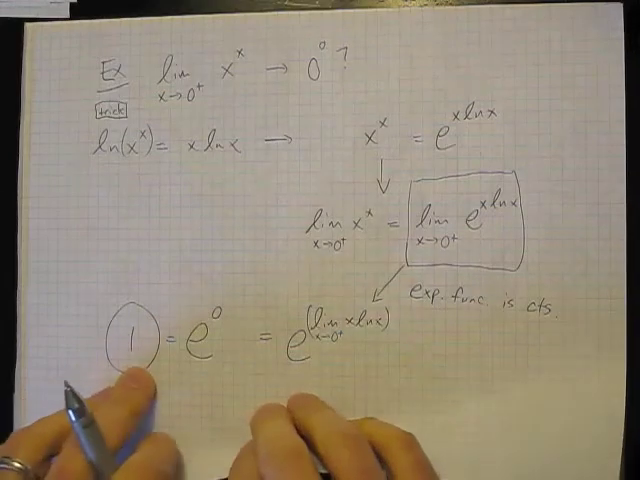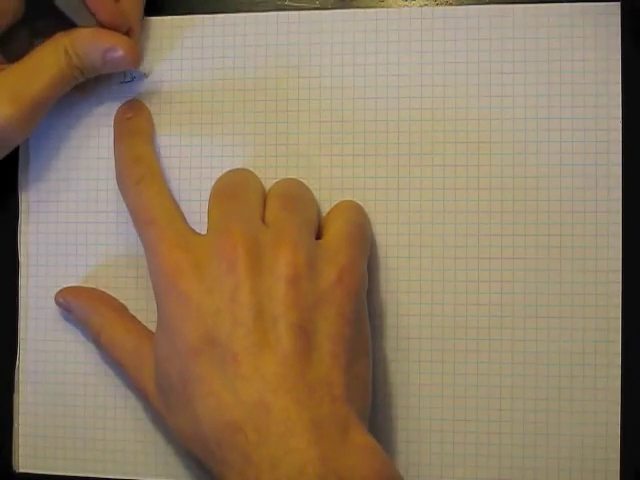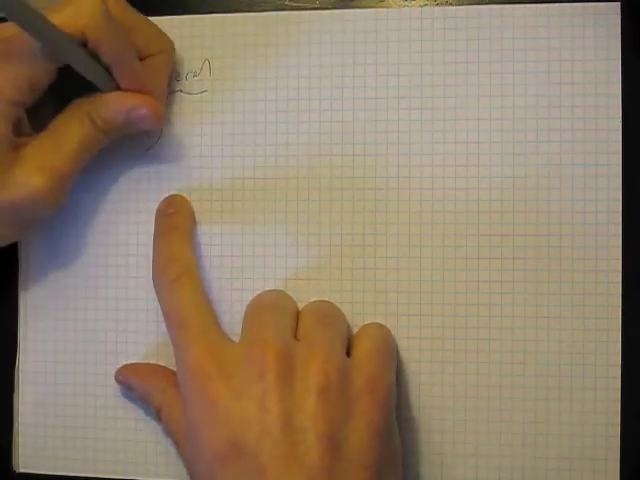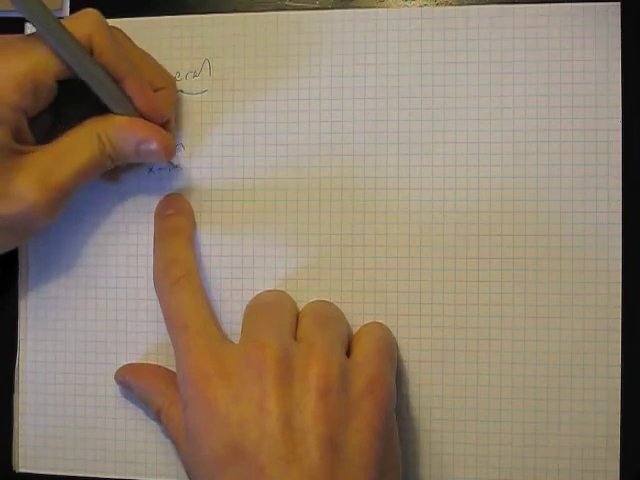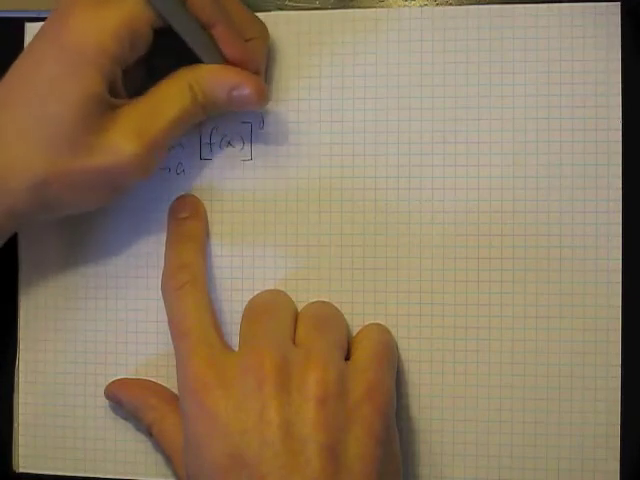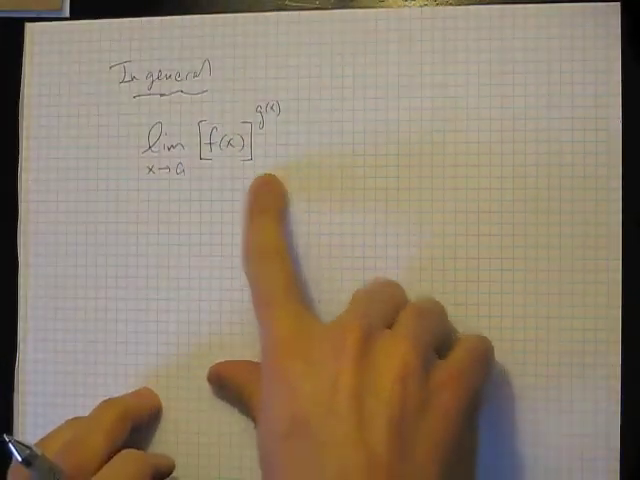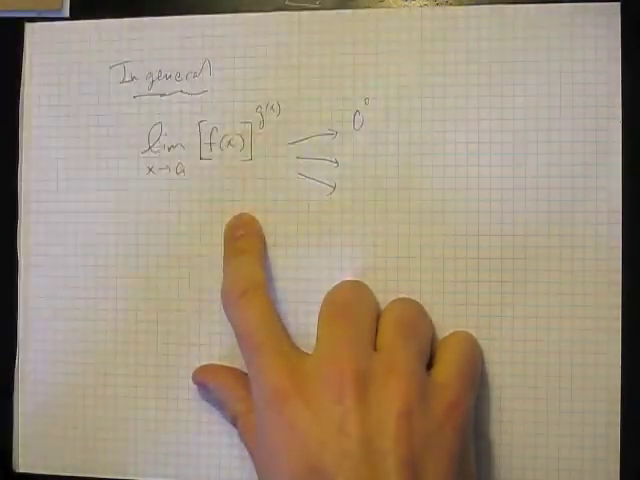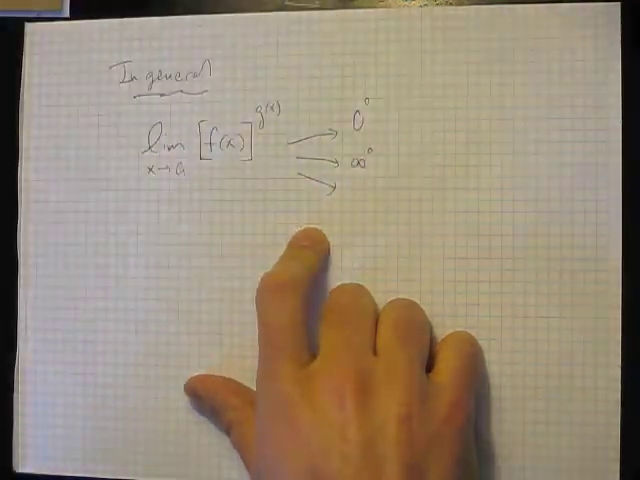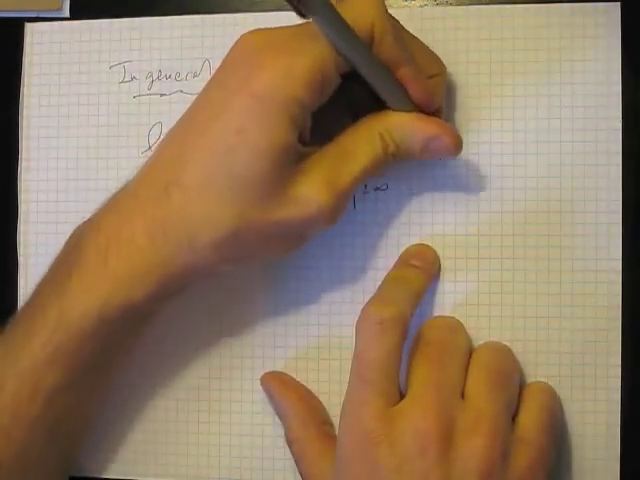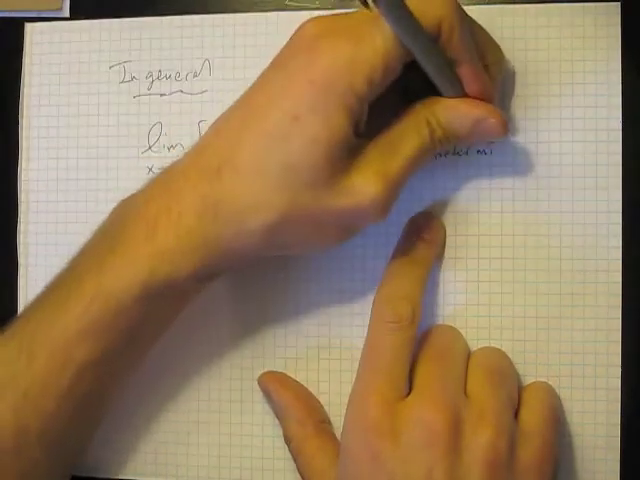Okay, so in general, if you're looking at the limit as x goes to a of, let's say, a function raised to a function power, and if this goes to any one of the following 3 scenarios, 0 to the 0, infinity to the 0, or 1 to the plus or minus infinity, these are also called indeterminate forms.